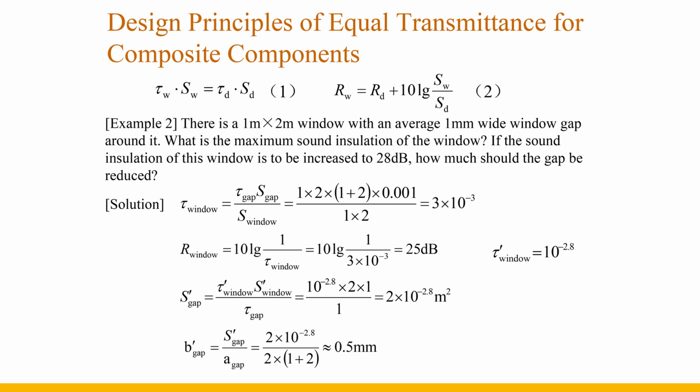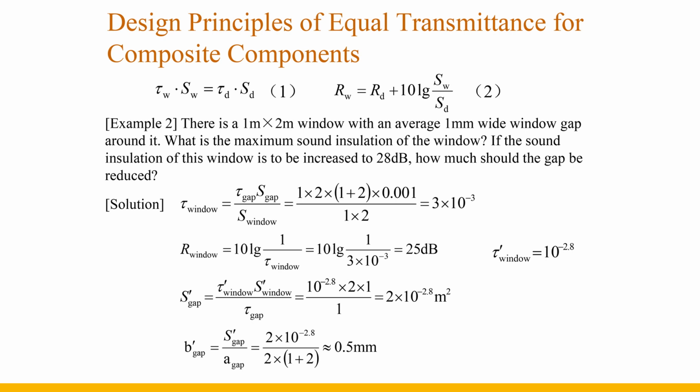It is known that the gap faces outdoors and its transmission coefficient is 1. The area of the window and the gap can be compared using the size of the window and the width of the gap. Using the equal transmission design principle, the transmission coefficient of the window multiplied by the window area is equal to the transmission coefficient of the gap multiplied by its area, and then the transmission coefficient of the window is obtained. Then, using the sound insulation calculation formula, the sound insulation of the window is 25 decibels.